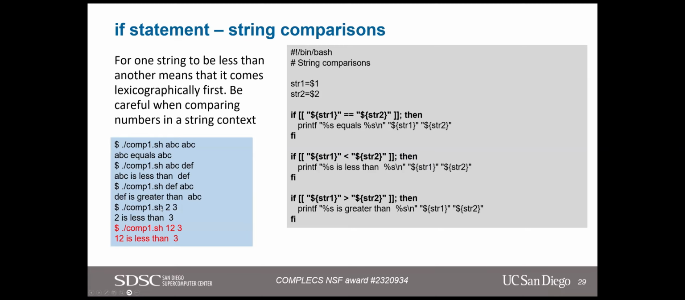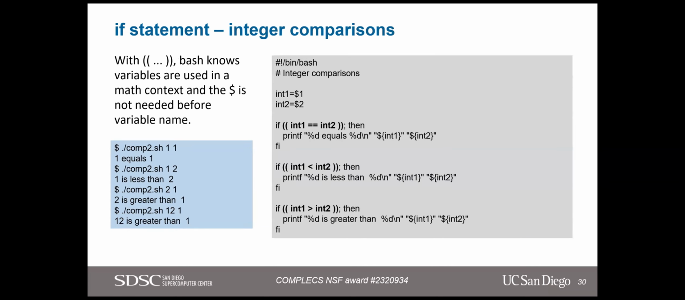Then we'll do string comparisons of numbers. If we use 2 and 3, 2 is going to be less than 3, but 12 is going to be less than 3. We can do this for integers. We can use those same operators on integers if we use them in the rounded brackets. So in this example, if we compare 1 and 1, 1 and 1 is going to be equal, 1 and 2, 1 is going to be less than 2, 2 is greater than 1, and 12, as we expect, will be greater than 1.